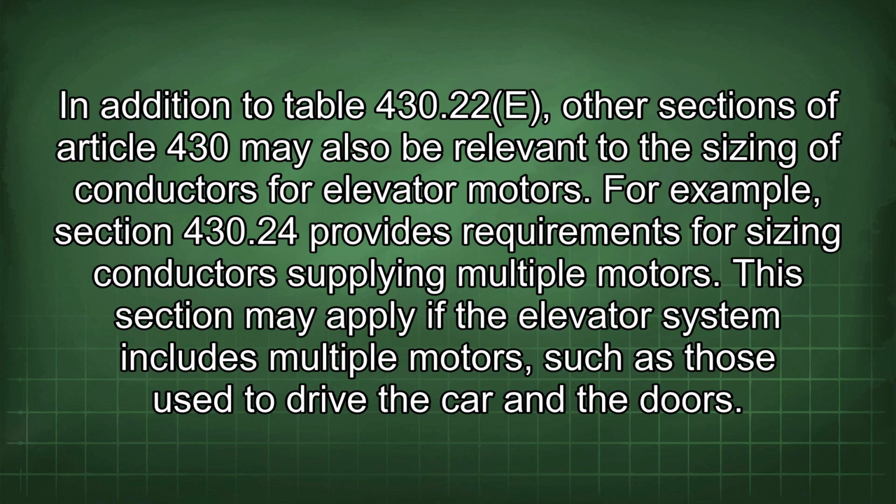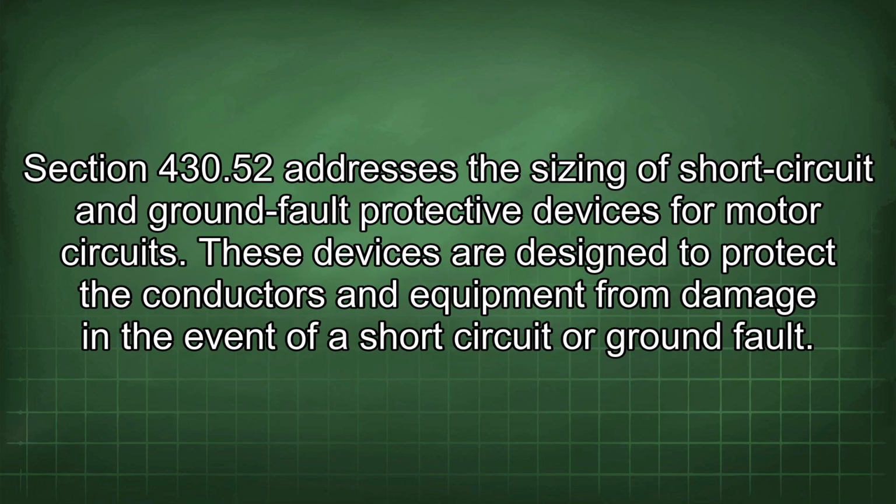In addition to Table 430.22(E), other sections of Article 430 may also be relevant to the sizing of conductors for elevator motors. For example, Section 430.24 provides requirements for sizing conductors supplying multiple motors. This section may apply if the elevator system includes multiple motors, such as those used to drive the car and the doors. Section 430.52 addresses the sizing of short-circuit and ground fault protective devices for motor circuits.